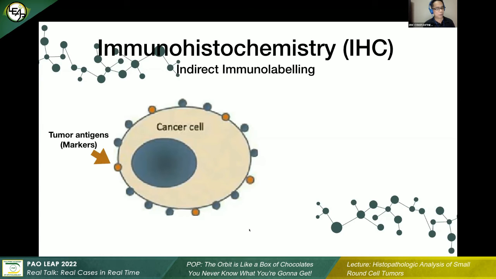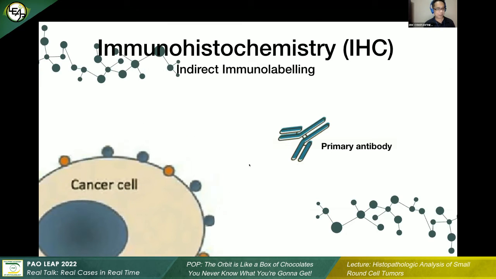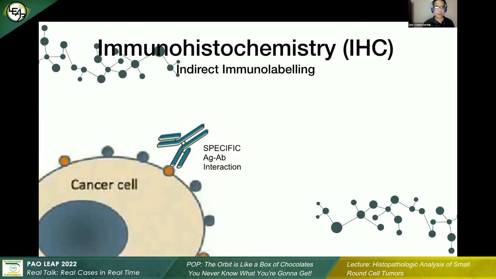Okay? And these tumor antigens may be identified if we tag an antibody based on their specificity. So, for example, we don't know what type of cancer cell it is. So, we try to test it with some immunohistochemical stains in order to identify it. Here, there will be a specific antigen-antibody interaction if it is indeed that type of tumor that we are thinking about. No?